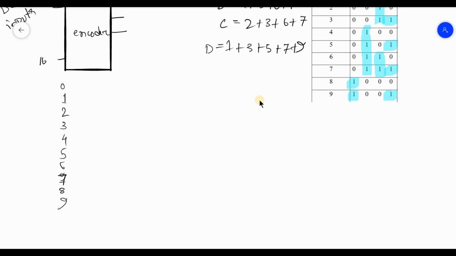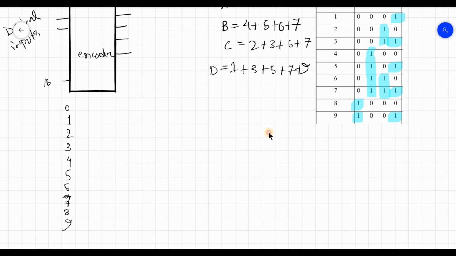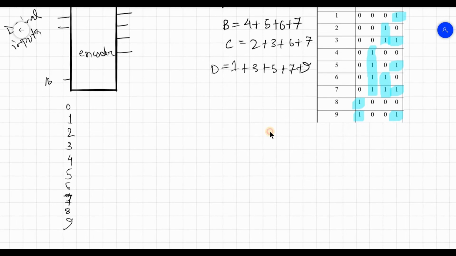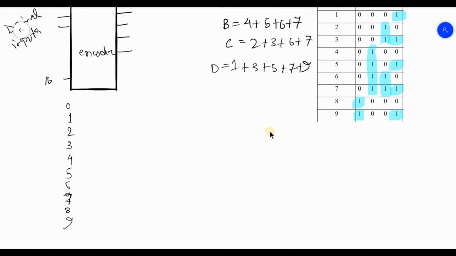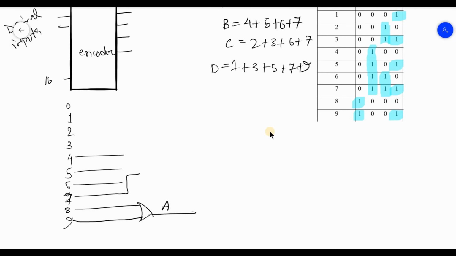So let's do first for A. A is 8 plus 9, so we pull input from 8 and 9 and we include an OR gate, and we have our sequence A ready. So for B, we have 4 plus 5 plus 6 plus 7. If we include all of these using an OR gate, this will be our sequence B.